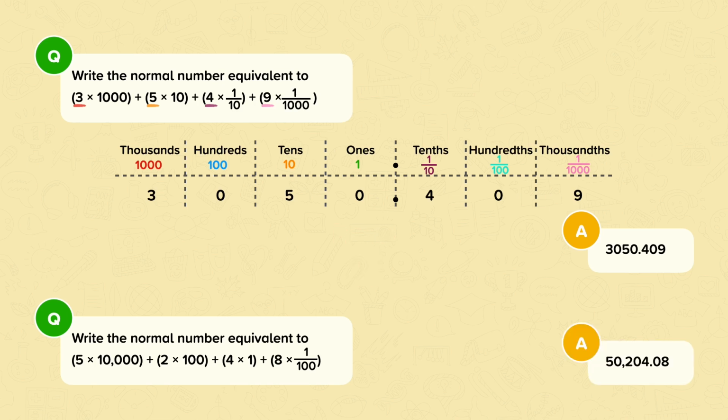Well done if you knew that the answer was 50,204.08, remembering that you don't need to add any more 0 placeholders after that final decimal digit.